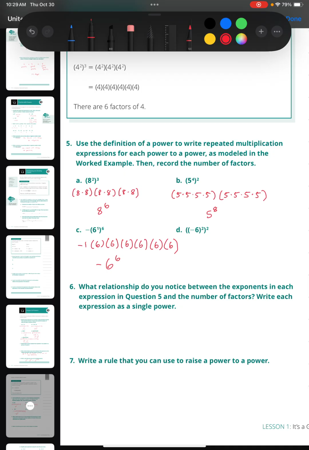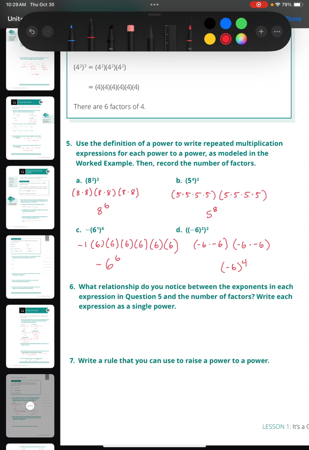Okay, as opposed to D, now that -6 is in parentheses. So this is saying -6 times -6, 2 times, done twice. And if we count those up, there's 4. So we end up with -6 to the 4th power.